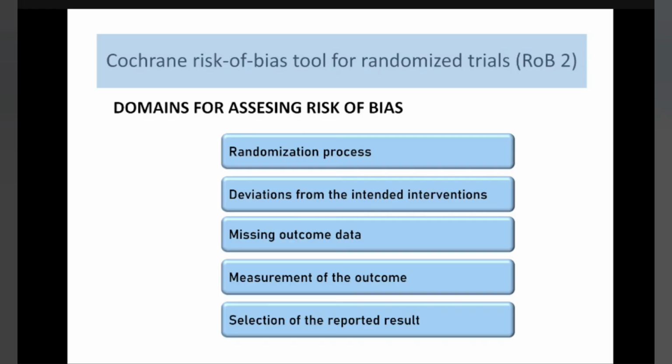So on the basis of the first domain, we check how randomization is done. If it is done well, we rate it good. Okay, green.